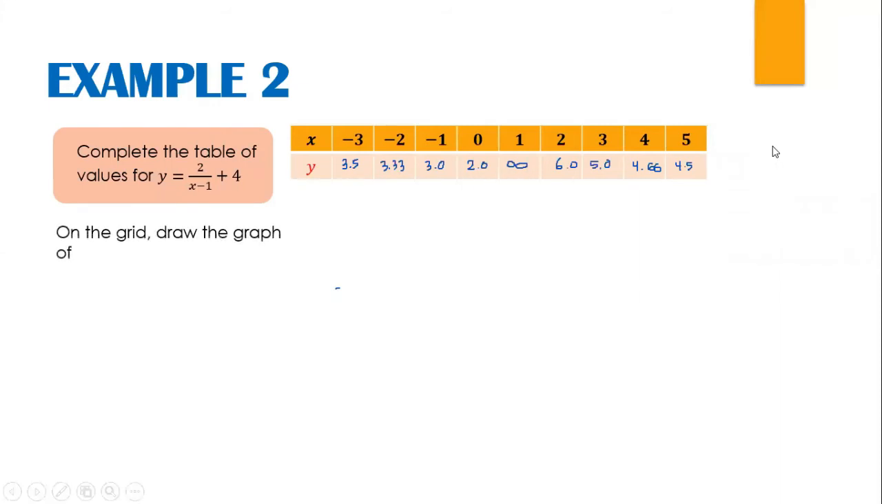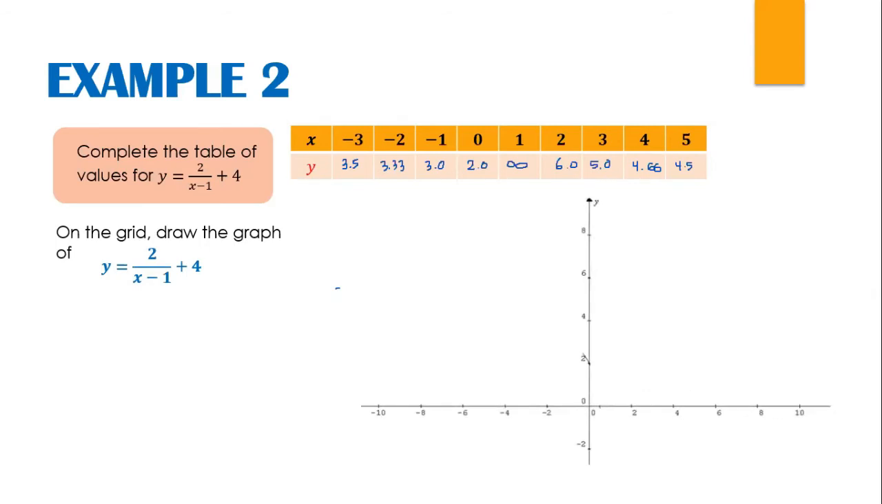On the grid, draw the graph of y equals 2 over x minus 1 plus 4. Okay, this is very easy. This is the grid. Now we have to plot all the data based on the table on the grid. So we got here. That's right. Once again, we got the scale. This is the graph. Very easy, right? Once again, this is the graph. Is it clear to everyone? We got the reciprocal function.